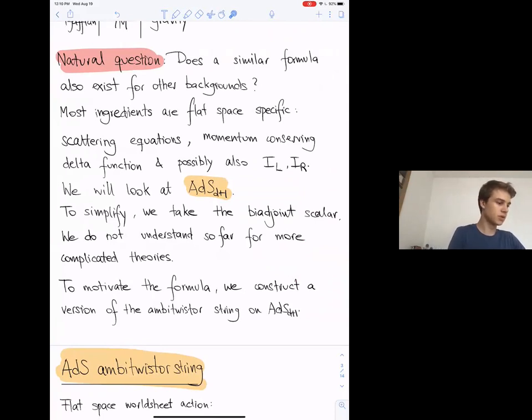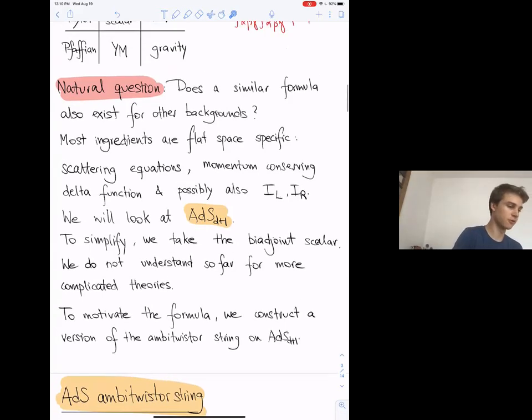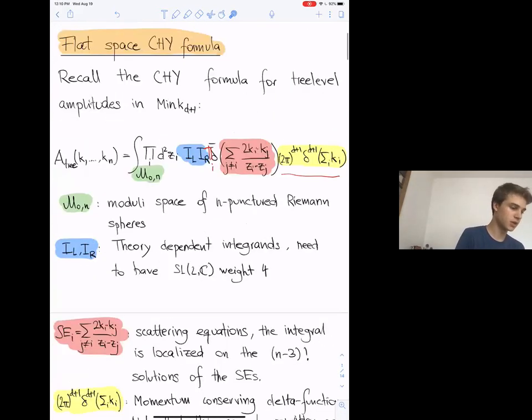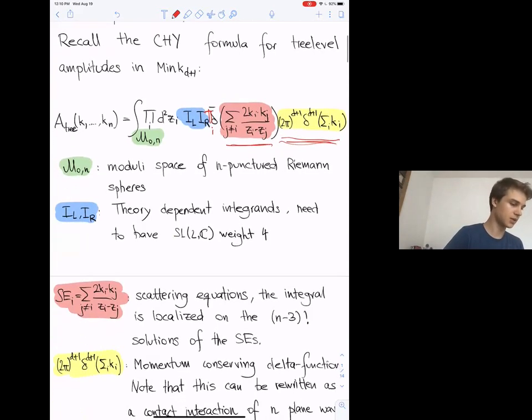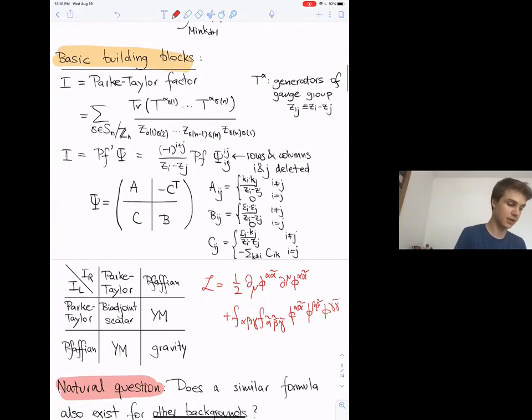Right. So yeah, we could ask whether similar formulas also hold true for different backgrounds. But let's maybe look back at our formula, the CHY formula, and we see immediately that a lot of the ingredients are actually very flat space specific. So of course we have this momentum conserving delta function, which is only there in flat space, but also the scattering equations themselves, they also involve the momenta. So you would also expect that if you go to a different space, then you should replace that with something else. And finally, these integrands, the IL and IR, they can also depend on the fact that it's flat space.